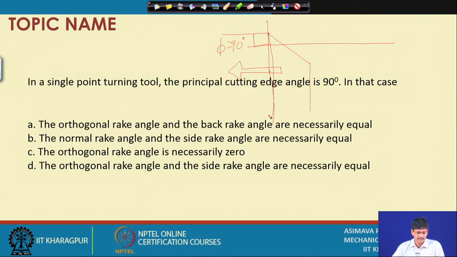The orthogonal rake angle is necessarily 0. Now, why should it be 0? We have not been given any values. The orthogonal rake angle and the side rake angle are necessarily equal. This is correct. So, we put a sign like this, this is correct.